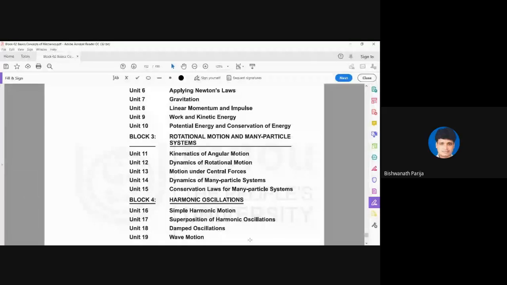I may send you tomorrow or today night at 9 o'clock. I will send all. The one I have sent in your group, another 3 I will send. Already I have downloaded all the blocks today.